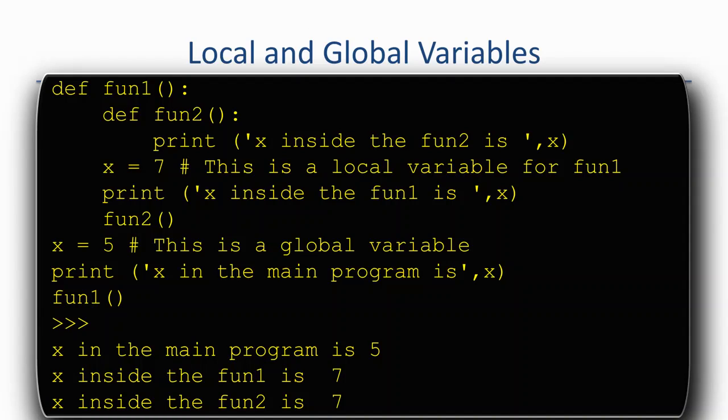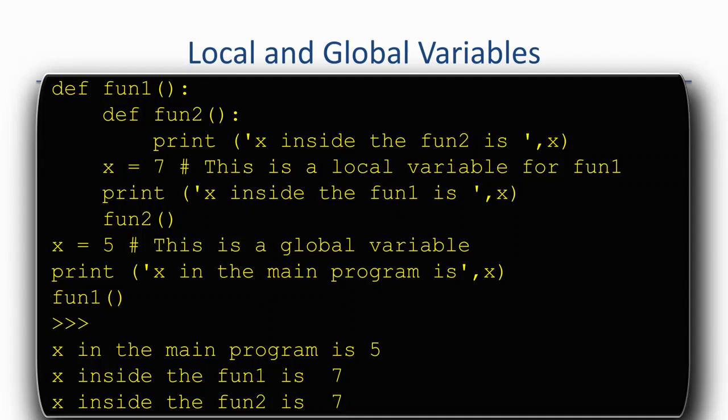So Python uses the LEGB rule. LEGB means first look at the local namespace. What is the local namespace? The namespace for function 2. In that local namespace, there is no variable x. So what it does, it says go up and look into the enclosed namespace. What is the enclosed namespace? Is the namespace for function 1. In that case, it finds the variable x and the value of it is 7. And that's why inside function 2, the variable x is also printed as 7.